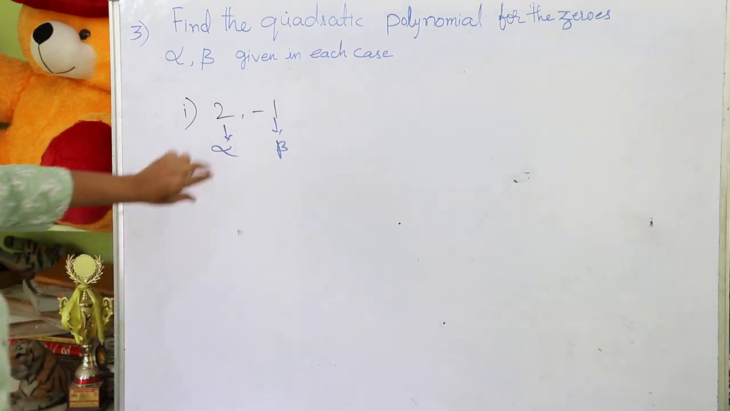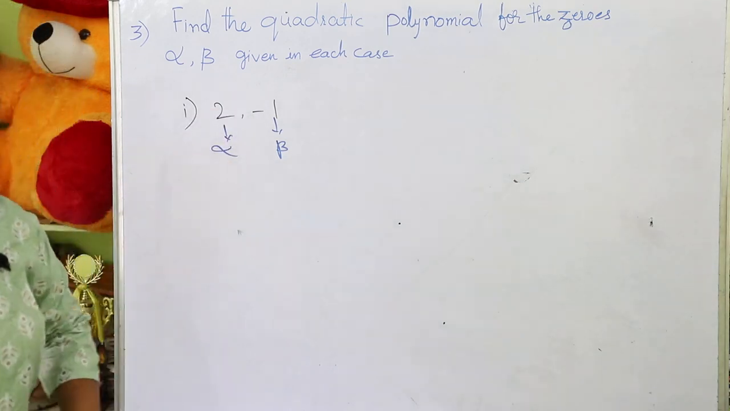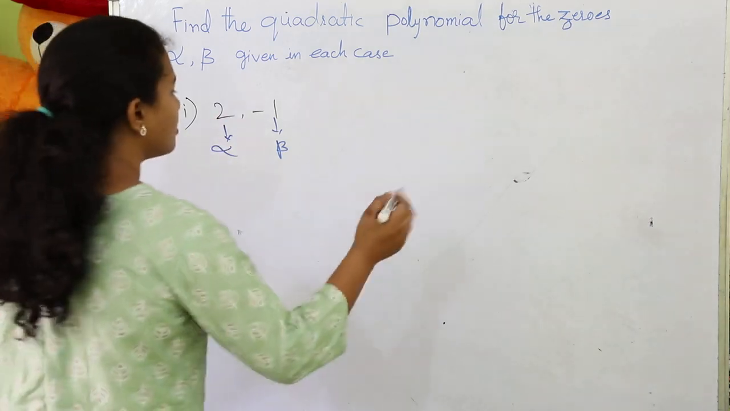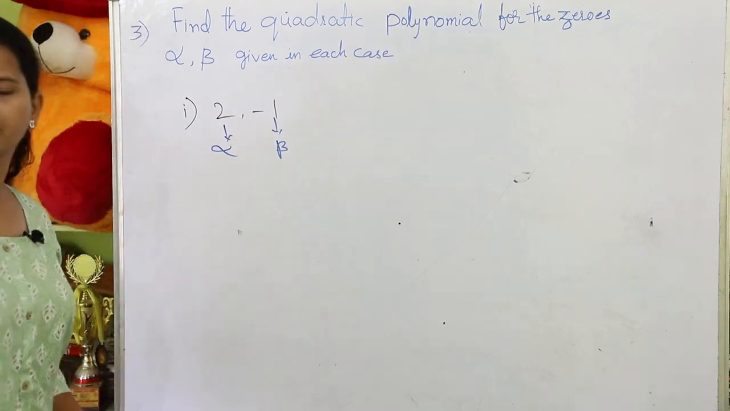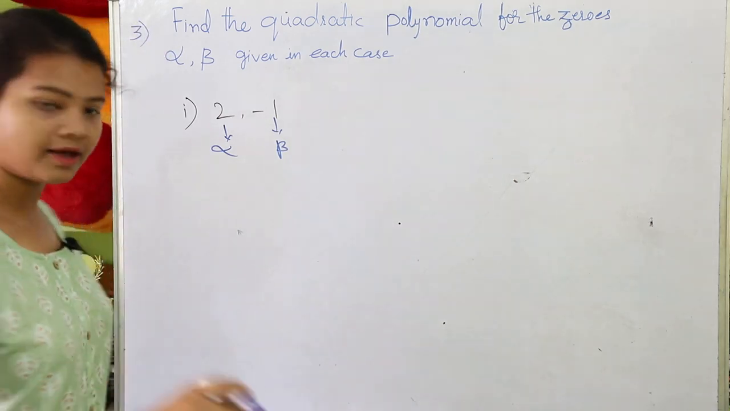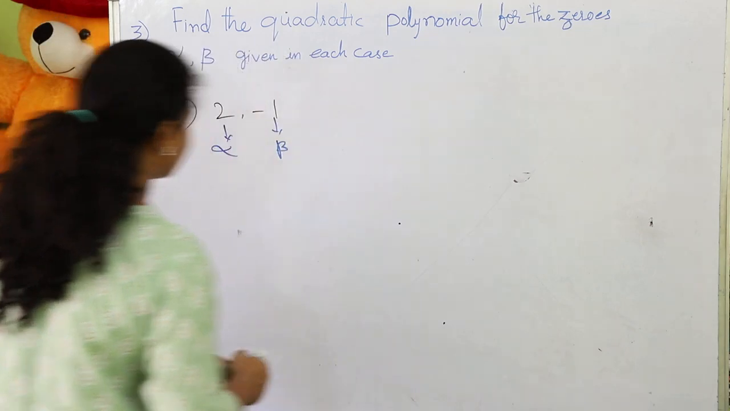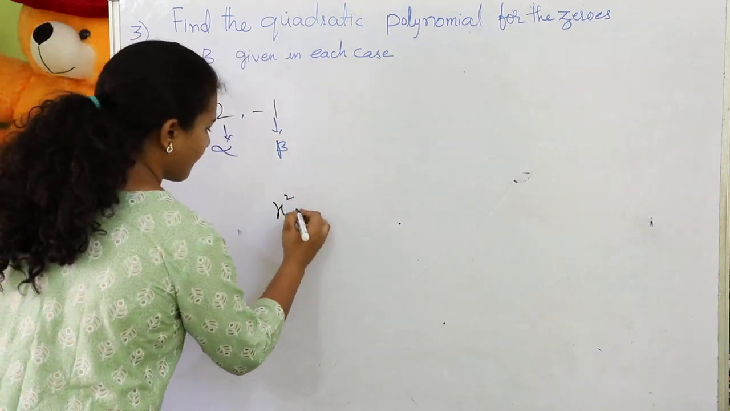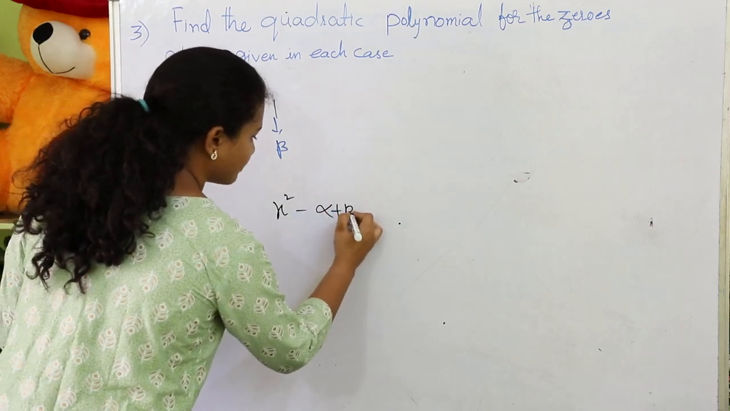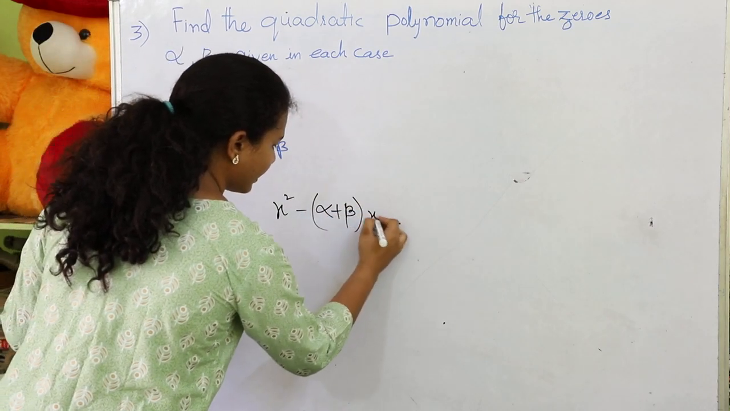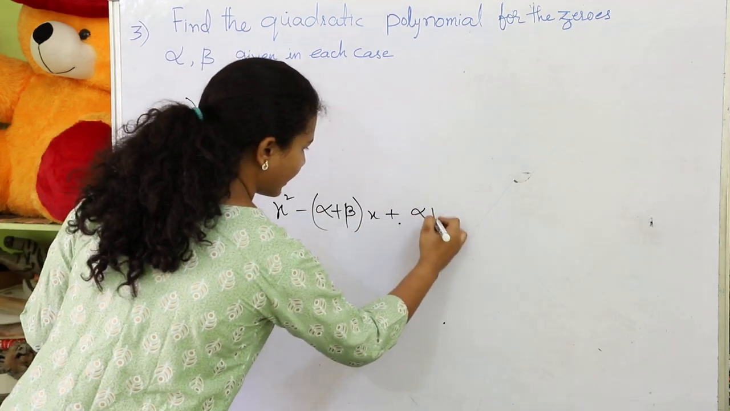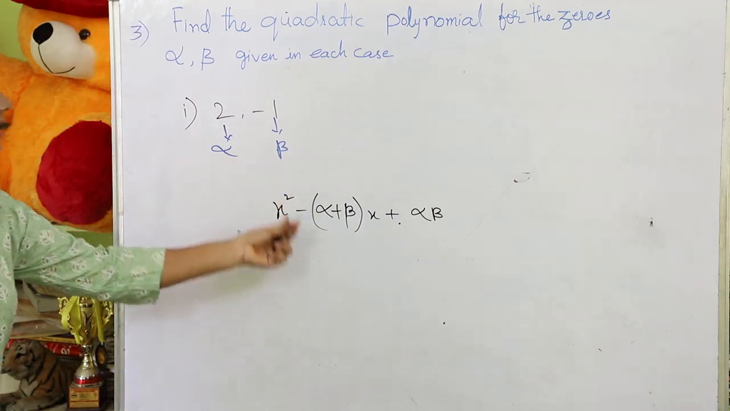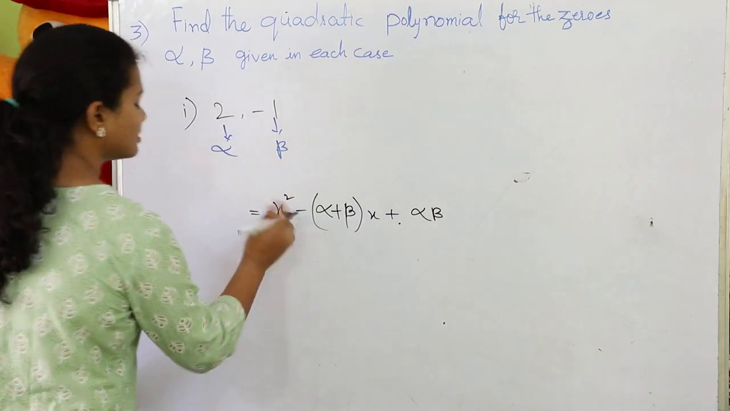Now we must form an equation using both values. How do we form an equation? We know the formula, as we dealt with in the second problem as well: x square minus (alpha plus beta) into x plus alpha into beta. This will be the form of the quadratic equation, so to find it we should use this formula.